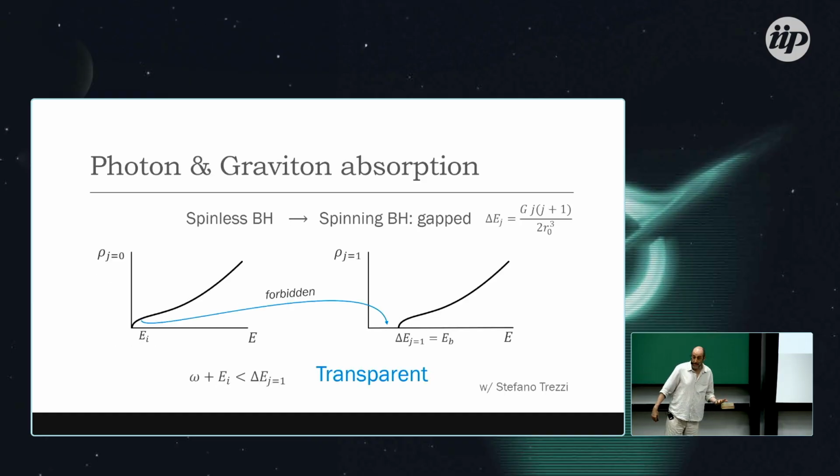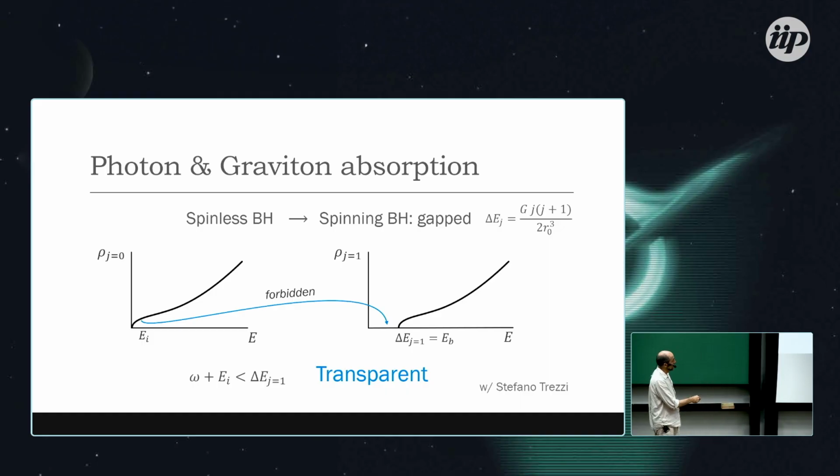I already told you the explanation for this. I'm not going to give too many details. But this is the density of states of a spinless black hole with spin 0. And this is the density of states of a black hole that has 1 unit of spin. So you see that there's a gap here, a gap coming from rotational energy.